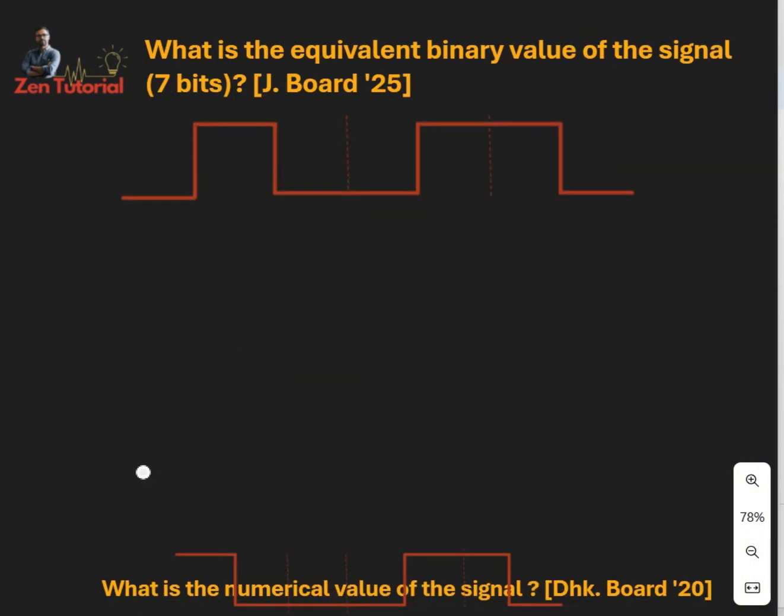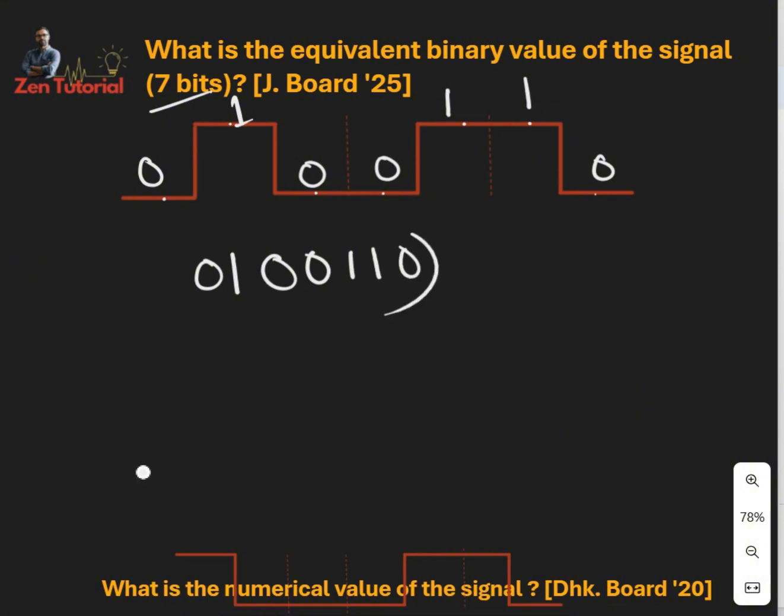There is another question. What is the equivalent binary value of the signal? This signal has got 8 bits, 1, 2, 3, 4, 5, 6 and 7. Low means 0, high means 1, low means 0 and 0. Here actually 2 bits, again 1, 1 and 0. So the value will be 0, 1, 0, 0, 1, 1 and 0. This is the binary value, right?